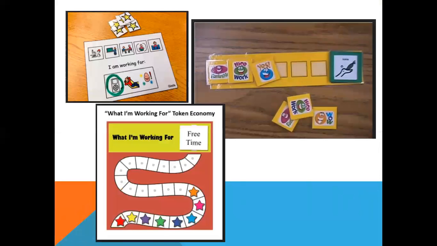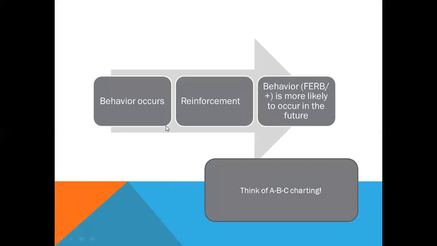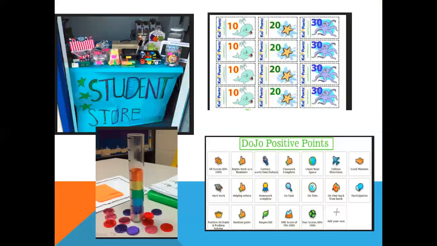Kind of starting on the lower end, we have our token economies, our star charts. Every time you do a behavior, you're going to get a star or a Velcro smiley face, and when you get to the end, you earn your reward. This is great. You know, this is kind of on this tangible to activity kind of side of things. It's really visual. So for our younger or lower functioning kids, really concrete, really powerful.